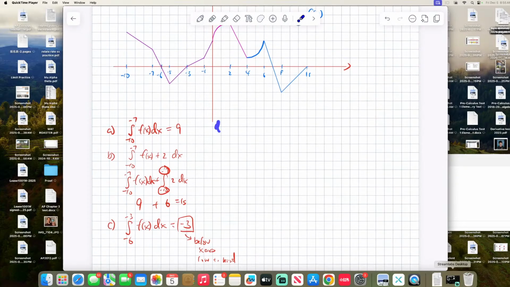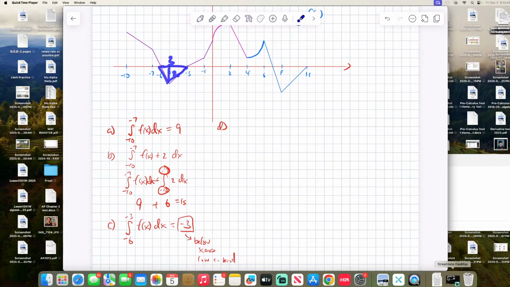Okay, so the negative 3 is right here because it's below the x-axis. So it's going to be 3 times 2 times half, because the area of a triangle is 3 times 2 times half.